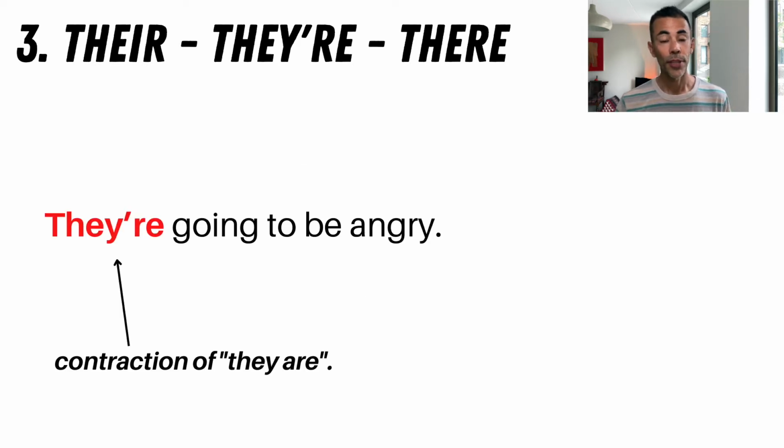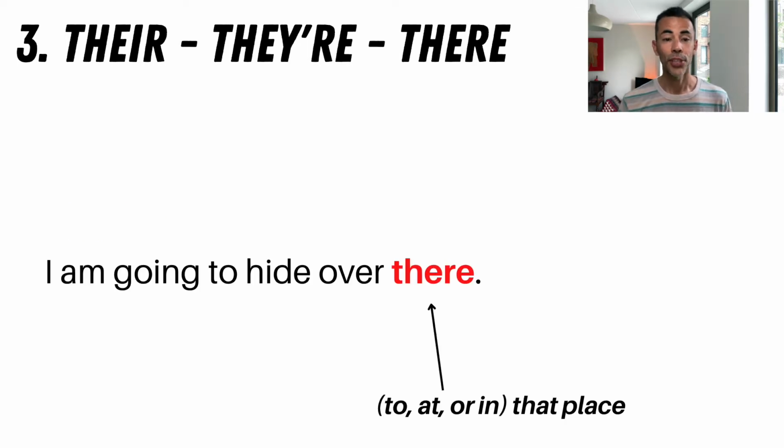They're, with the apostrophe R-E, always means they are. It's a contraction again. They are going to be angry. And there, T-H-E-R-E, is the most common. It has the word here in it. And this is really helpful because it's often about location. In this example, I'm going to hide over there, not here, there.